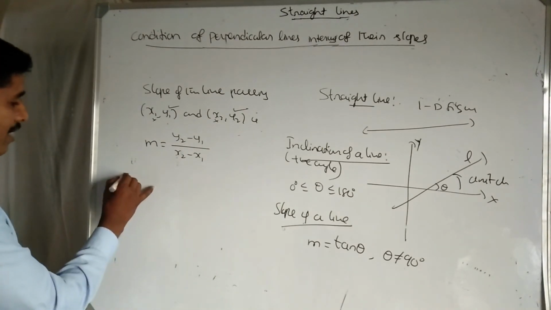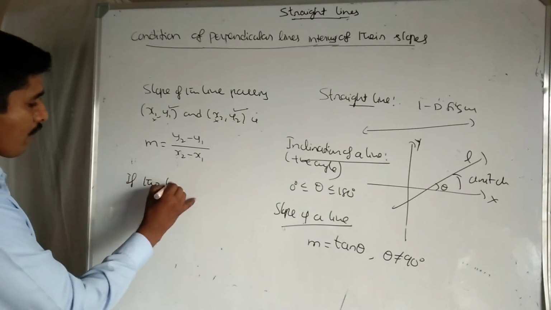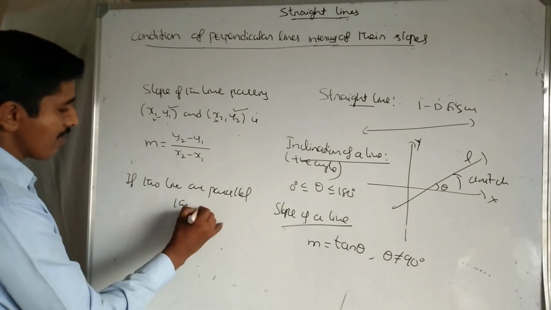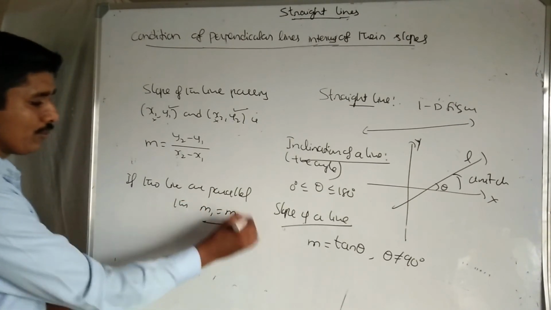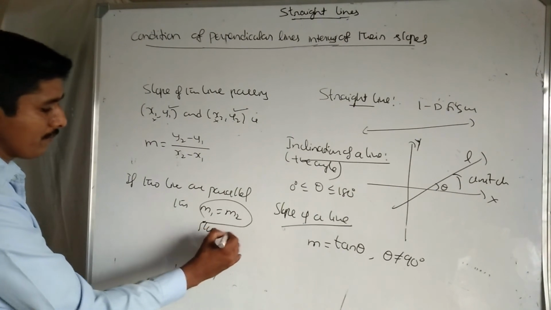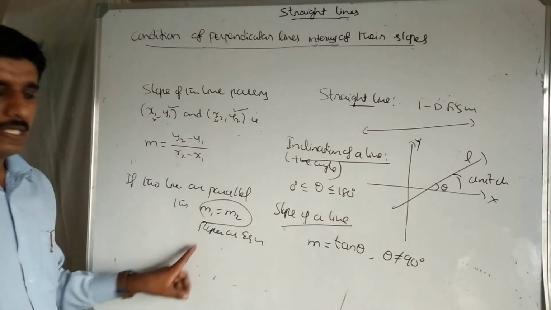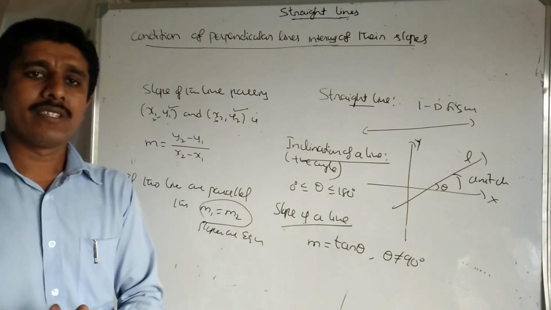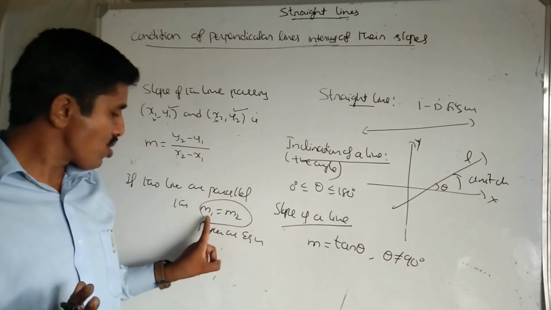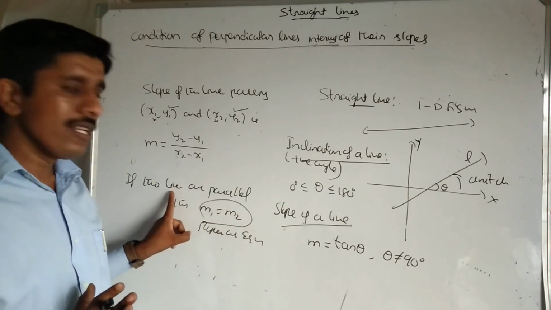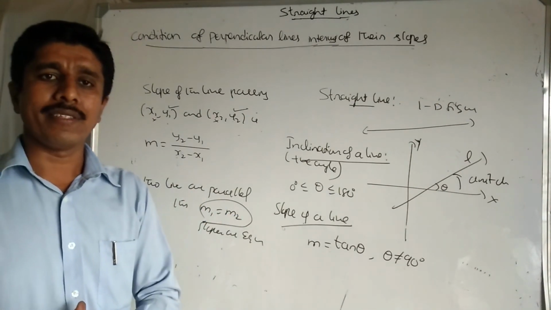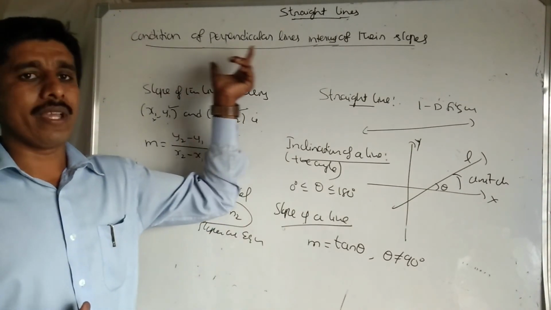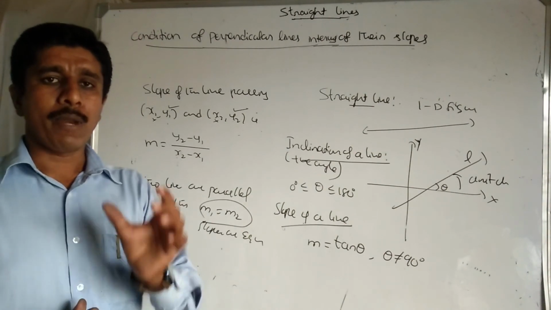Next, if two lines are parallel, then their slopes are equal: M1 equals M2. Two lines are parallel, their slopes are equal. If the slopes are equal, that is nothing but two lines are parallel. Thank you. We'll see in the next class how to prove and express perpendicular lines in terms of slopes.